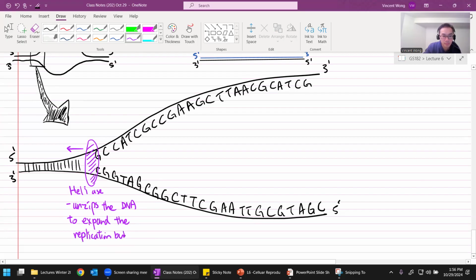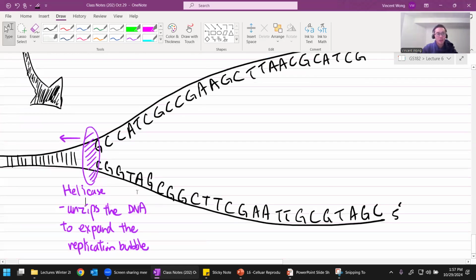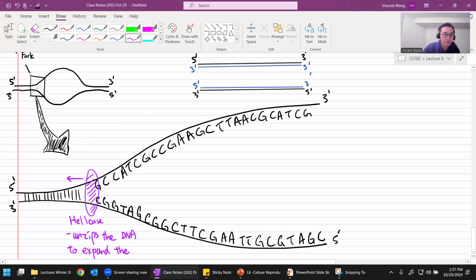Is it helicase or helicase? Sorry, I'm missing a C. Thank you. Helicase. Good eye. Okay, so you would have a helicase right here, unzipping, and then you would have another helicase here, unzipping. So we expand the bubble sideways.